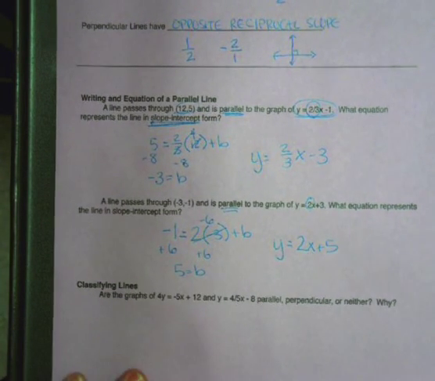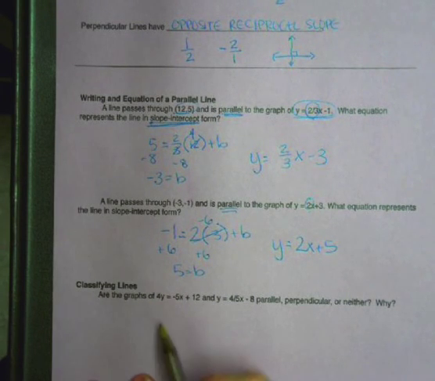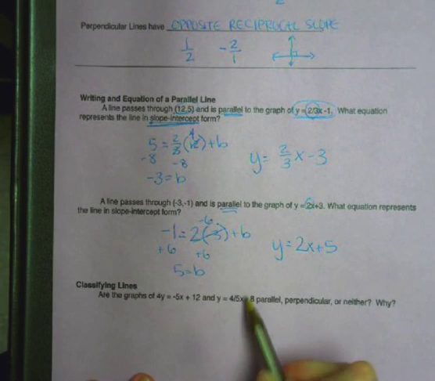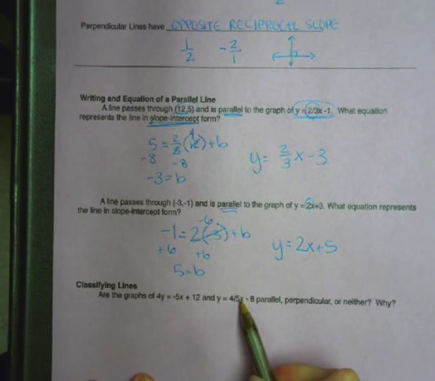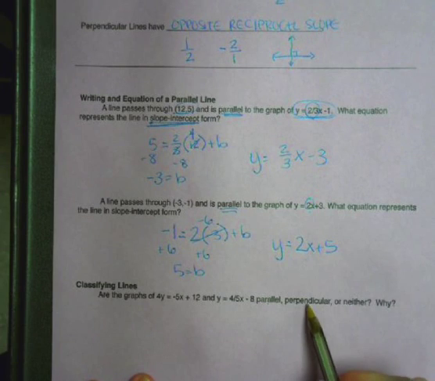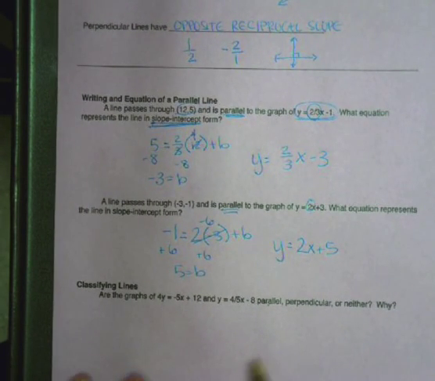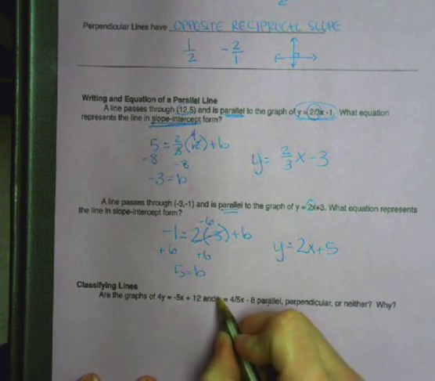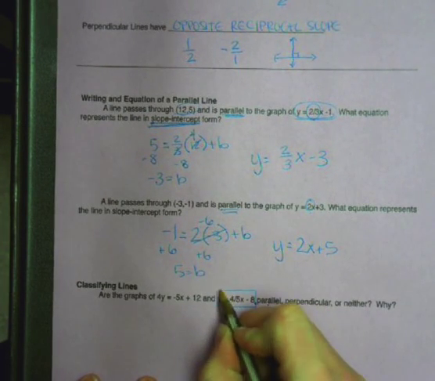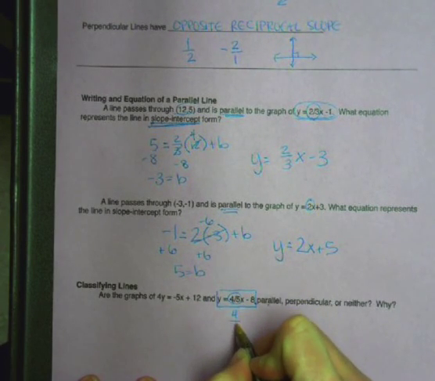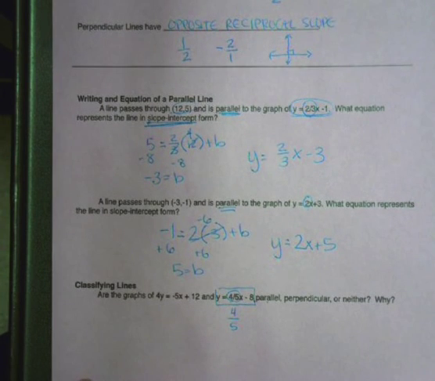All right, classifying lines. Are they graphs of 4y = -5x + 12 and y = 4/5 x - 8? Parallel, perpendicular, or neither, and why? Well, what do I need to be able to classify them as parallel or perpendicular? Slope. Well, I like this equation because it's in slope-intercept form, and I can tell right from looking at it that my slope is 4/5.